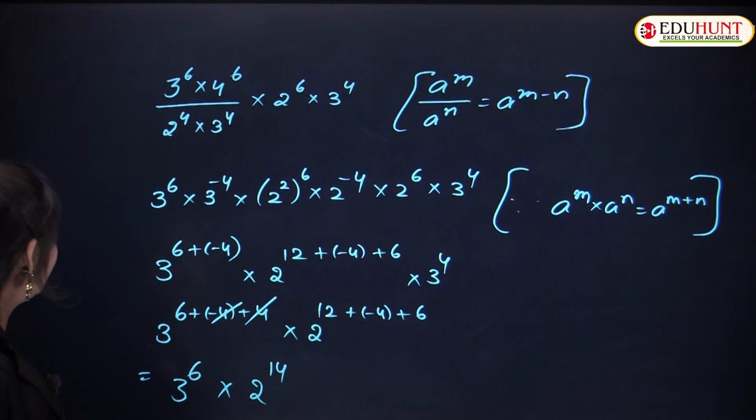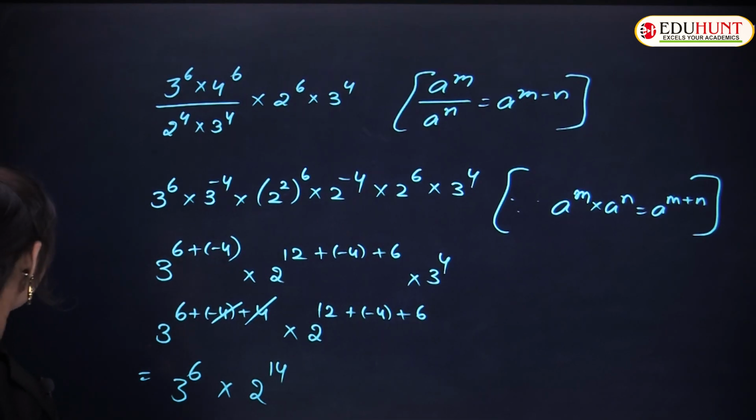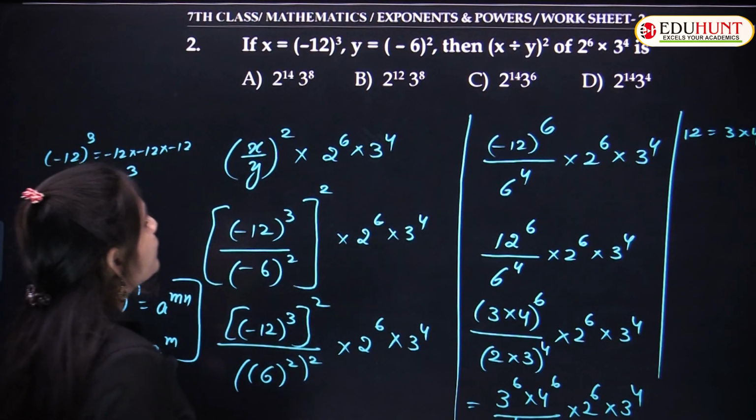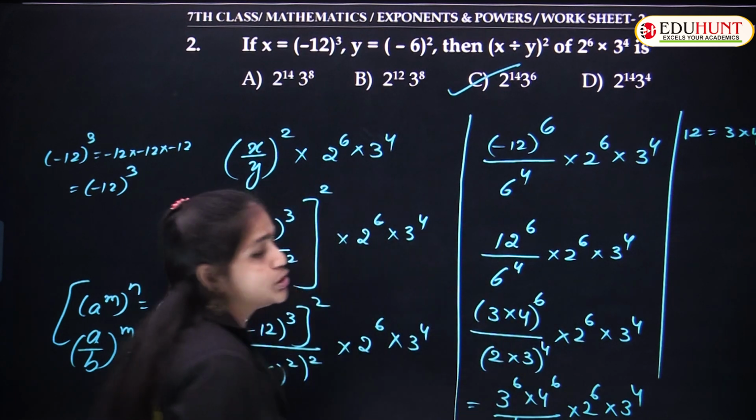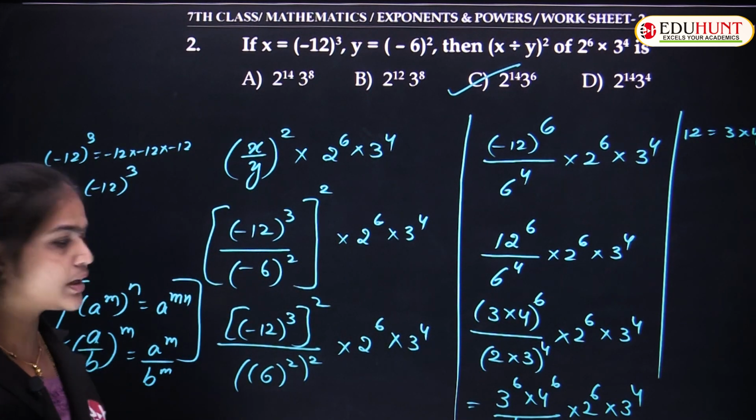3 power 6 into 2 power 14, so 2 power 14 into 3 power 6. Which option is satisfying here? Option C is satisfying.